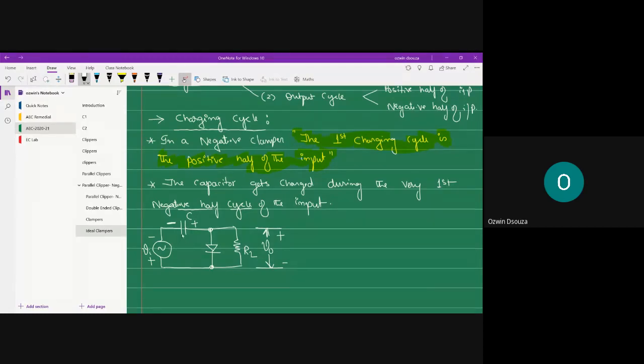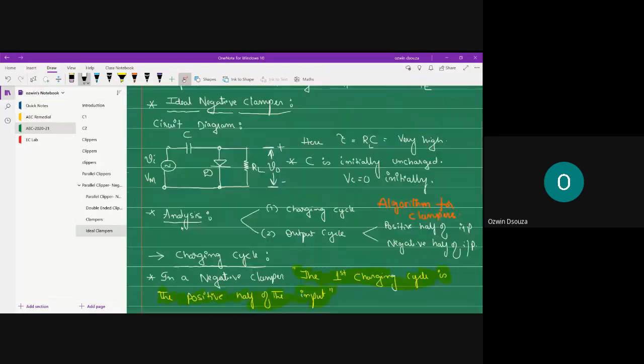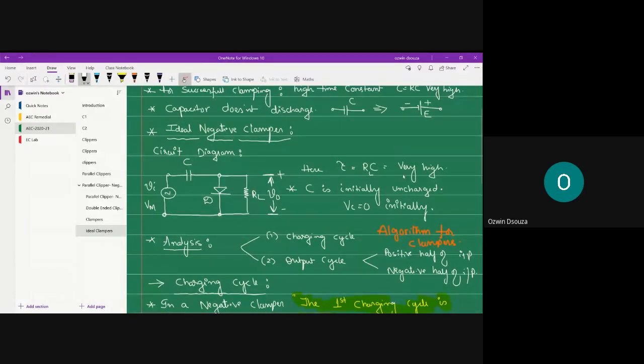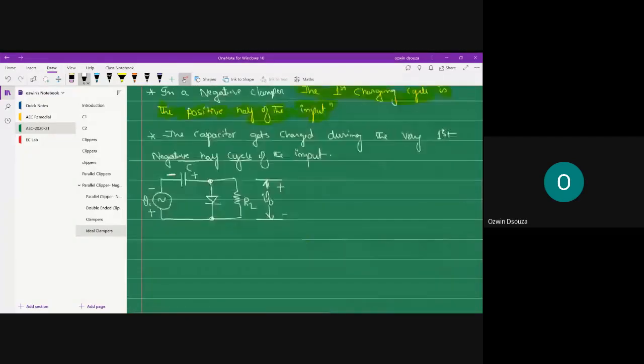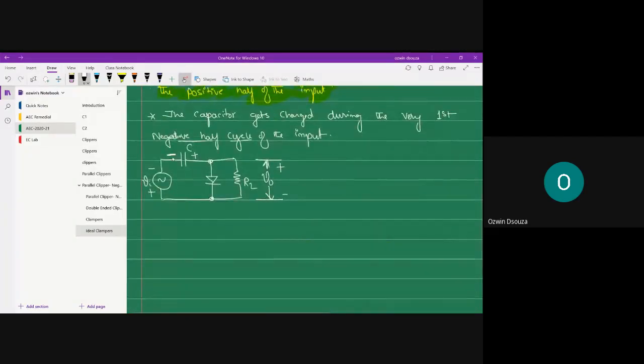Okay, once the capacitor gets this polarity, the polarity is not going to change. That's because I have already told in the beginning that we set the time constant of the circuit so high that once the capacitor is charged, it is going to behave like a battery. So once the capacitor attains this polarity, throughout the clamper operation, the polarities of the capacitor are not going to change. All right, fine.